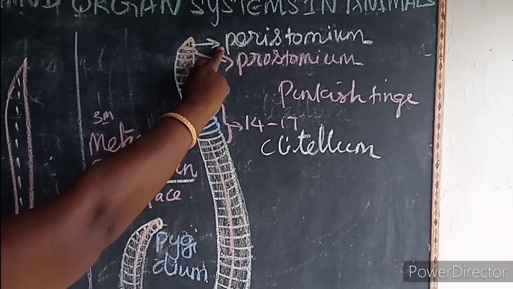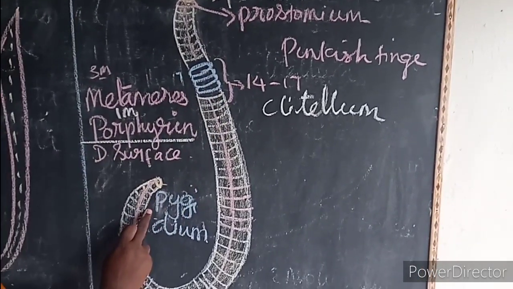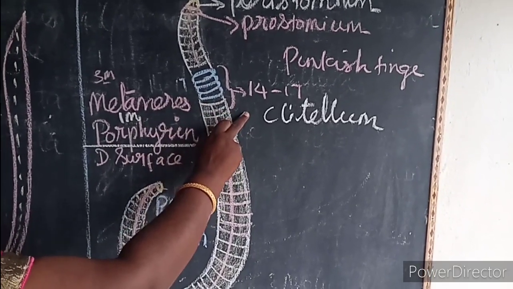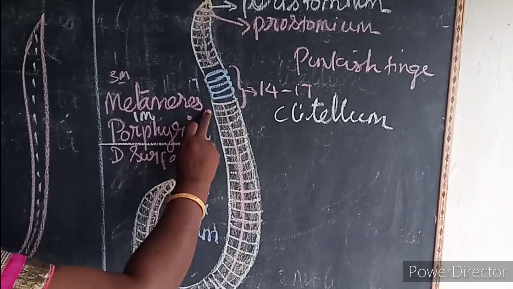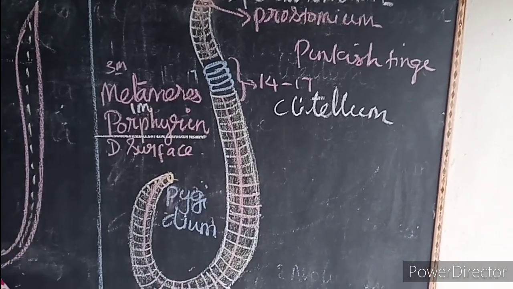So say the terms. First one is the peristomium. Second one is the prostomium. The last segment is known as what? Pygidium. In the earthworm, from 14 to 17 segments, it has a swollen glandular thickening. That is known as what? Clitellum. It helps in the formation of the cocoon.